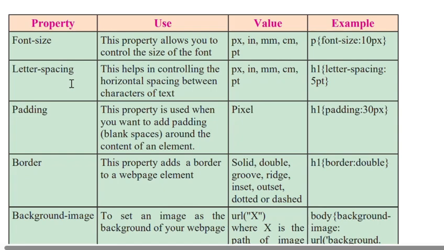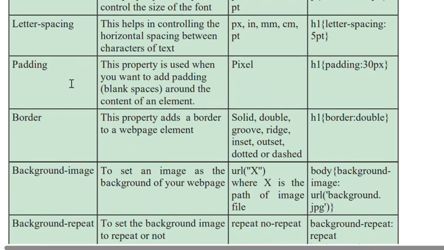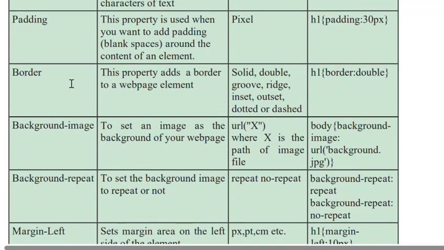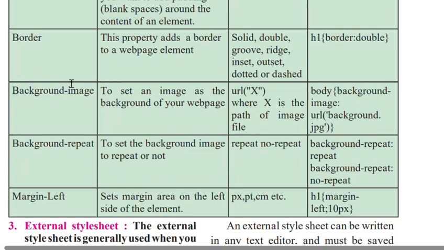Same with letter-spacing. This helps in controlling the horizontal spacing between characters of text. Values are pixels, inches, mm, cm, pt. Example is h1 letter-spacing 5pt. Next we have padding. This property is used when you want to add padding, blank spaces, around the content of an element. Value is pixels. H1 padding 30 pixels will give blank spaces in between.